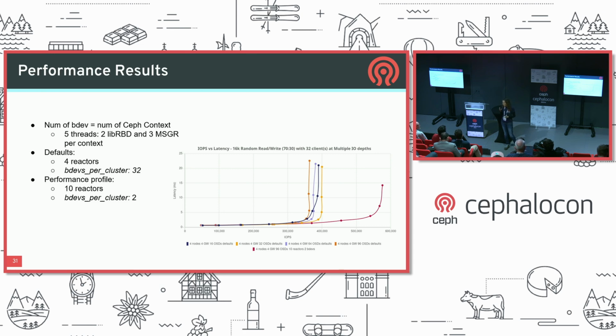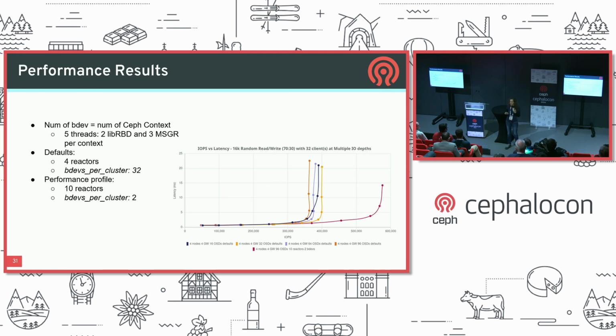I said it was around 5, but yesterday Ilya corrected me that it's actually 11 threads per Ceph context. It's 2 for libRBD, 3 for messengers and other components, and also memory, tens of megabytes. If we want to support 1,000 namespaces and do a Ceph context per namespace, we'll have tens of thousands of threads, and we need tens of gigabytes of memory. We cannot have it, so we limited.